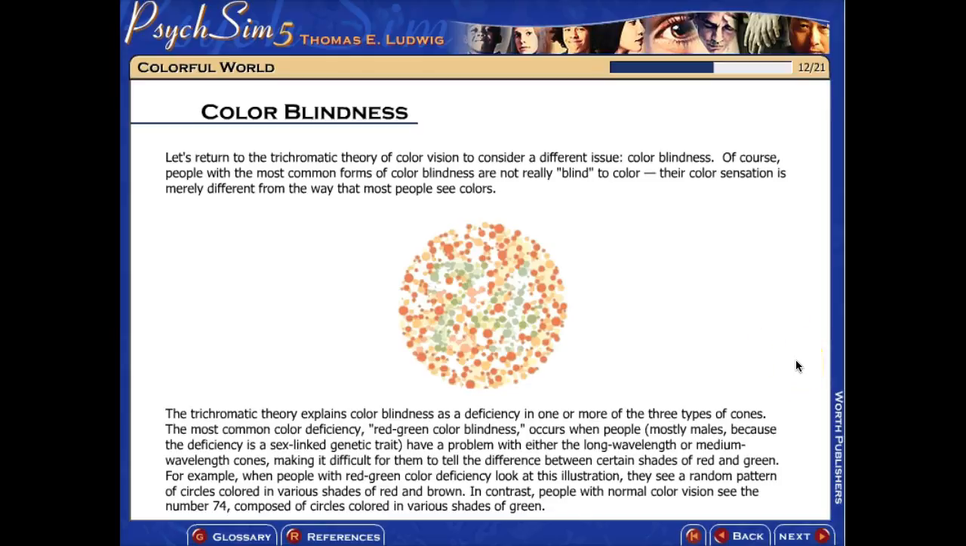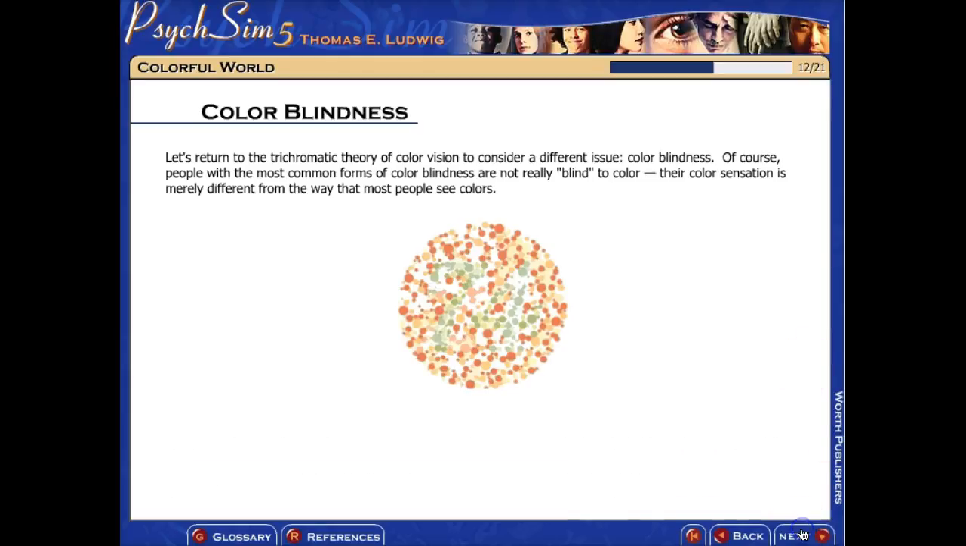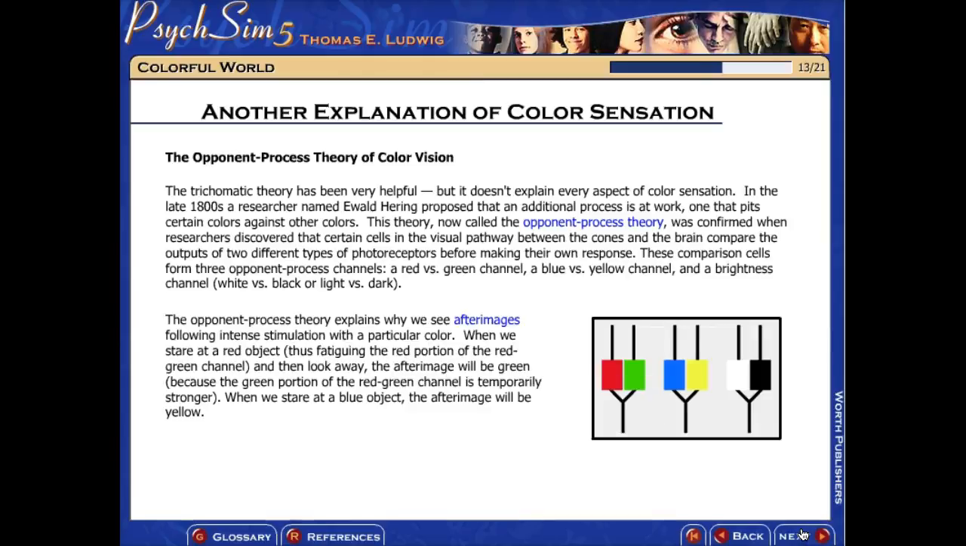Generally speaking, colorblindness is a genetic trait. Generally it's usually in males, but it can happen in females. So that is generally what happens. Okay, so that's one explanation of color.